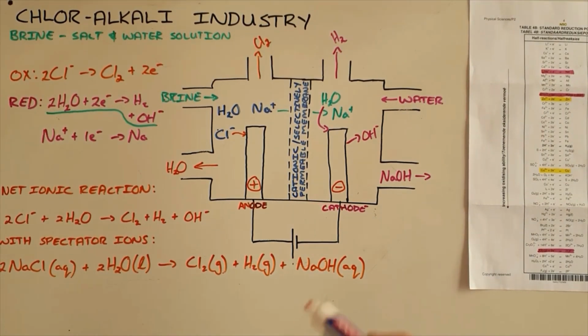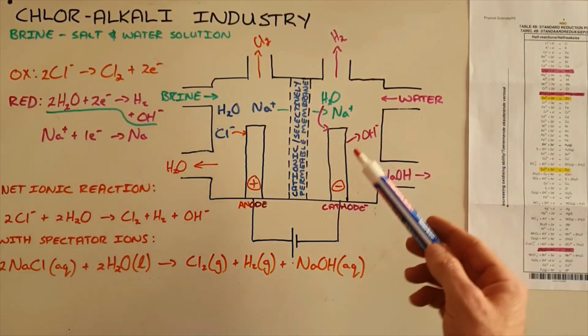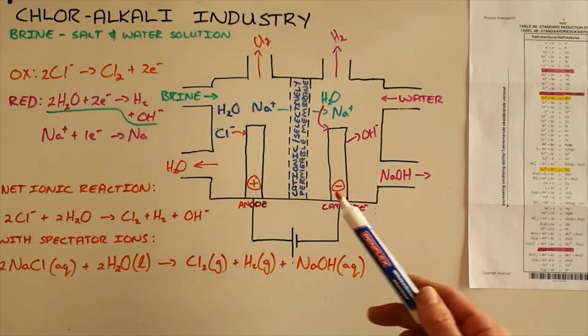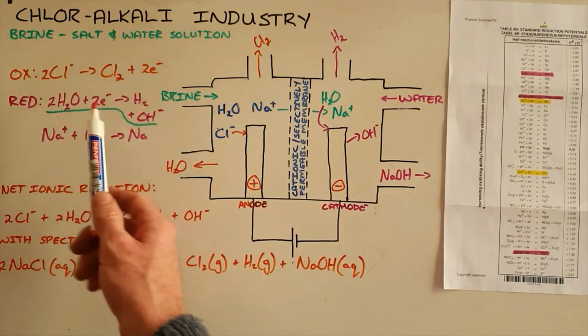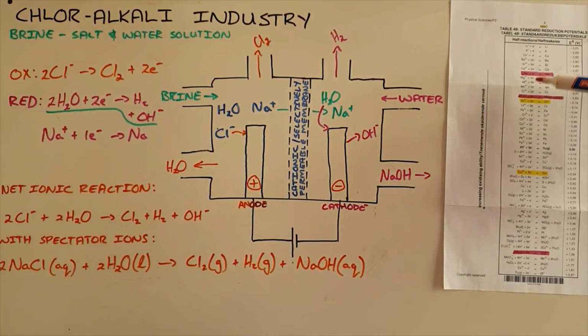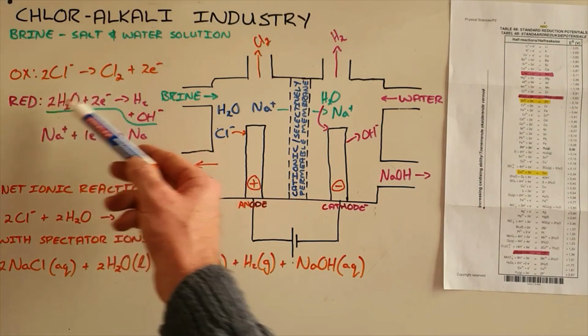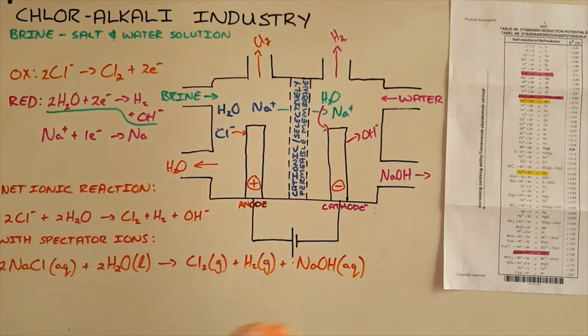It is important to be able to determine, when there are multiple ions present, which ion would undergo oxidation and which would undergo reduction. In this case, that is easy to determine because we know, since water is lower down on this table, that it would more easily undergo reduction than sodium, which makes water the reduction reaction and sodium the spectator ion.